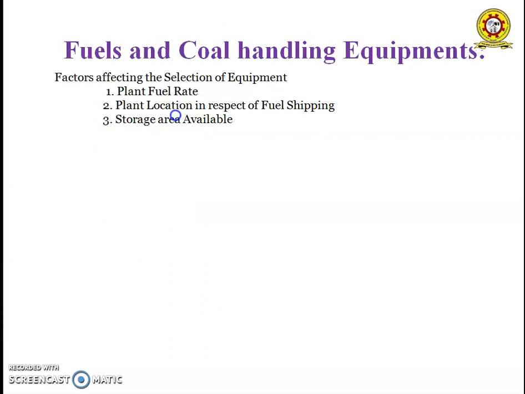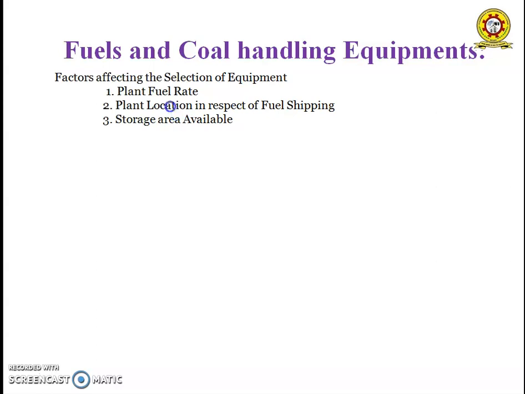Fuels and coal handling equipment. The following are the factors affecting the selection of the equipment. First one is plant fuel rate, second one is plant location with respect to fuel shipping, which was discussed previously, and third one is storage area available. The storage area available for the coal should be very large. These aspects become important in view of the high operating cost, 50 to 60% of which is fuel purchasing and handling.